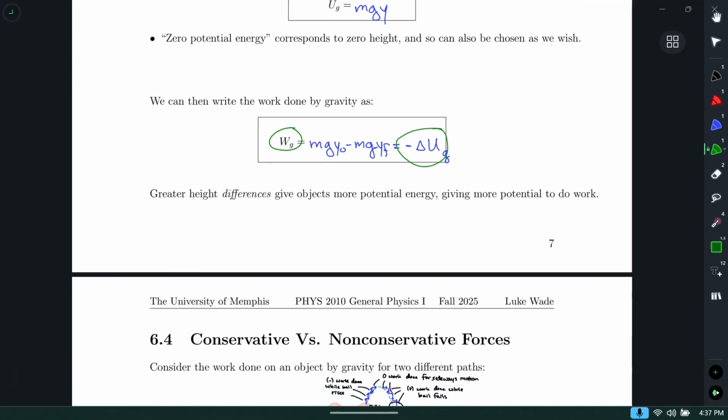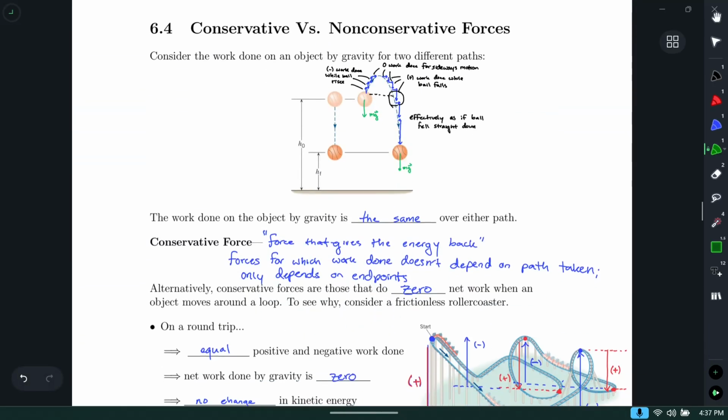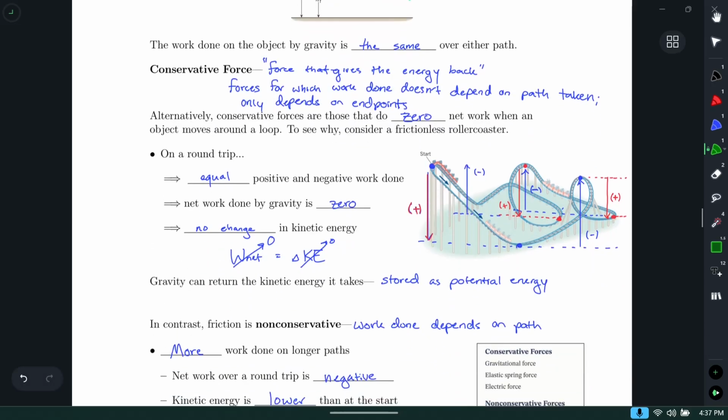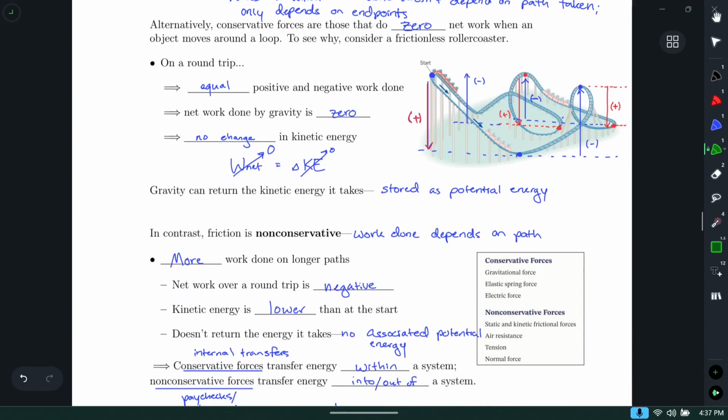So we think of gravity as a conservative force because it holds on to the energy. That's kind of the most intuitive definition of a conservative force. A non-conservative force is something like friction, where it really doesn't hold on to it. It's not planning to give it back at a later time. It's transferring it to some other part of the system or somewhere else entirely.